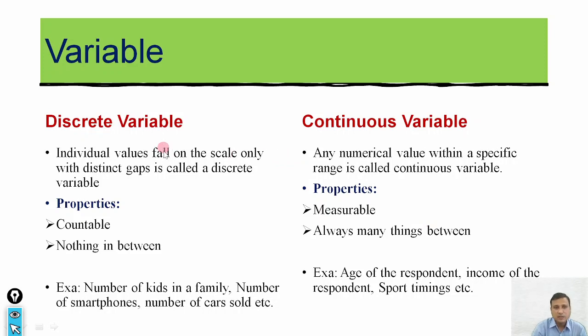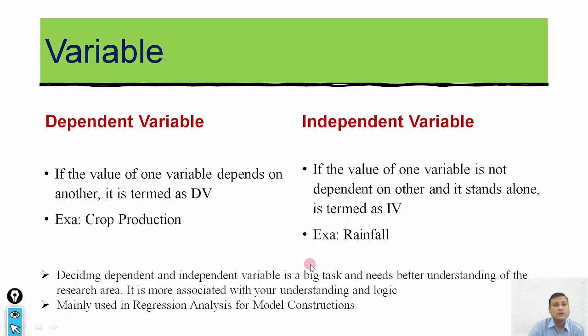Discrete variable: if we are getting responses with distinct gaps and only whole numbers, then that will be the discrete variable. In a continuous variable, it is measurable and always has many things in between. Fine. Sport timing is also one of the interesting examples of a continuous variable. Now, the next type is dependent variable and independent variable.